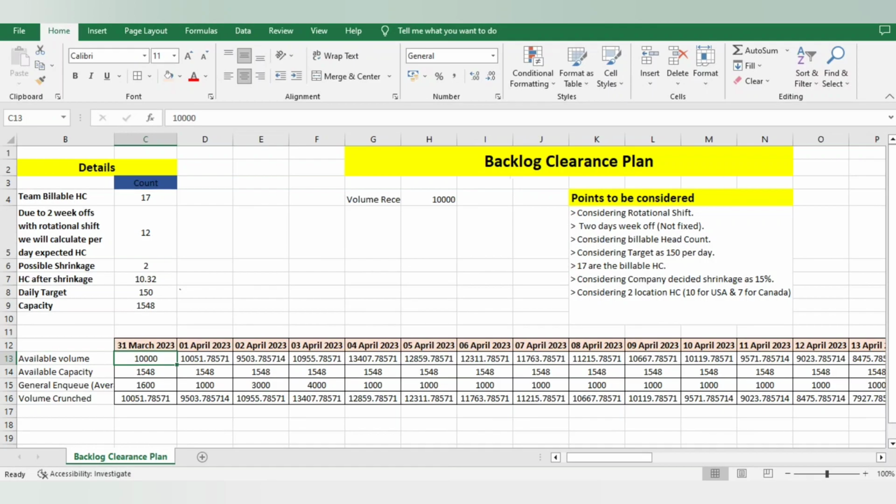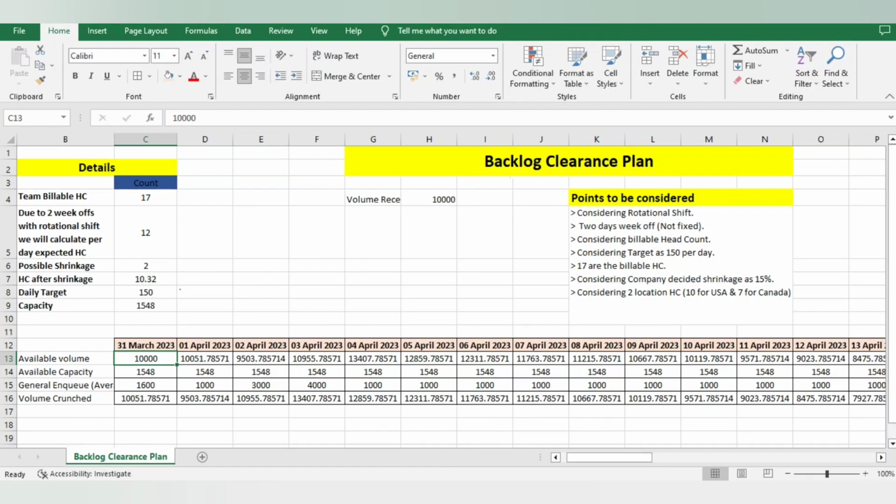If the client says no, then as we have seen, the volume gets dequeued and the client will reduce the enqueue whatever they are getting, or else the client will contact different locations. If they have any other locations apart from us, they will contact them to crunch this particular volume in a different way. So this is all about the backlog clearance plan guys. This is very much important.